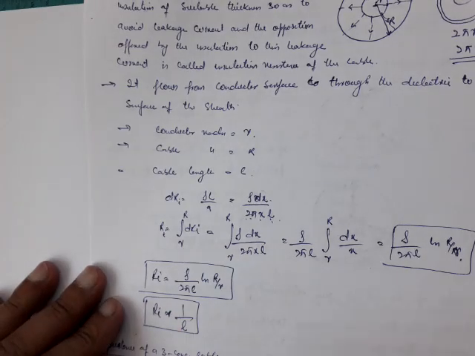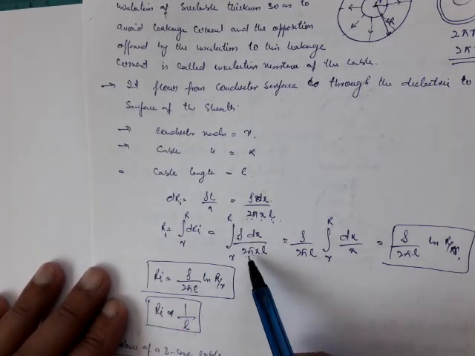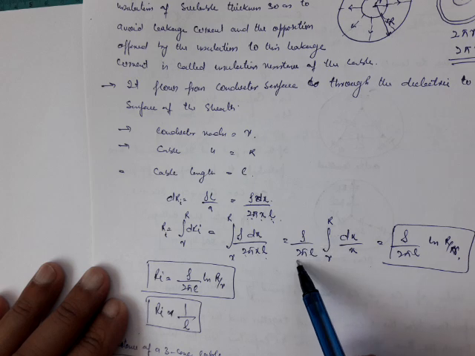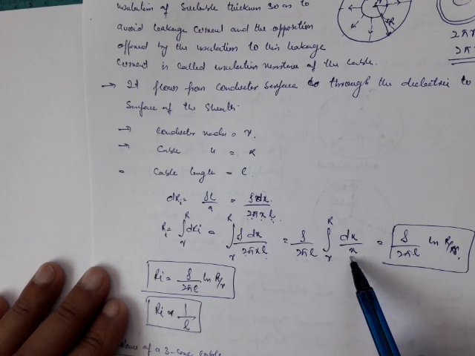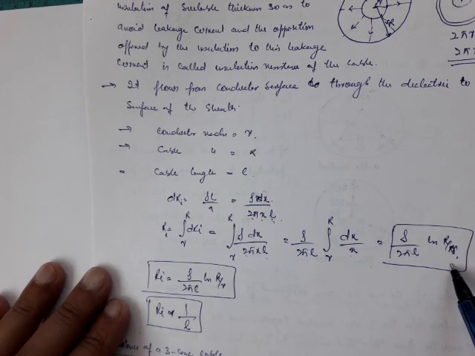So total resistance will be the integration from small r to capital R of rho dx divided by 2 pi x into L. That will be rho divided by 2 pi L times the integral of dx by x from r to R. That will be equal to rho divided by 2 pi L ln of R by r.